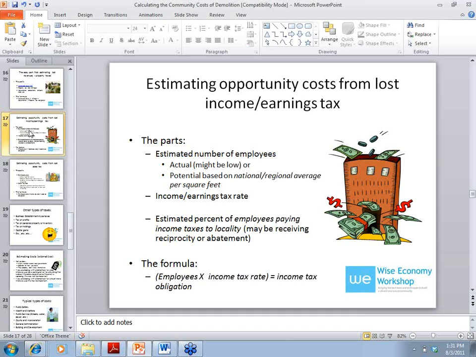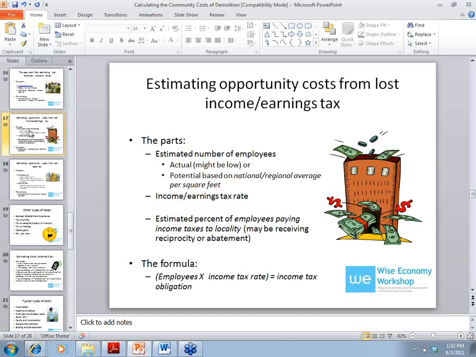So it is relatively straightforward to estimate the number of employees. You can estimate the number based on who's working in that building today, but if there's a need for a demolition, if the property owner is saying that they need to demolish the building or they want to do an inappropriate rehab to it, chances are the number of people actually working in that building today might be lower than it should be.